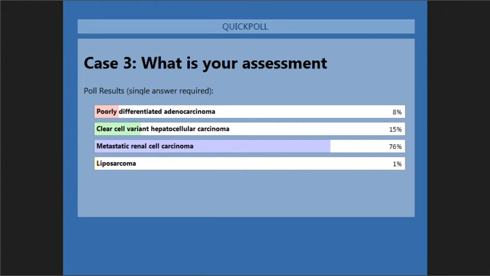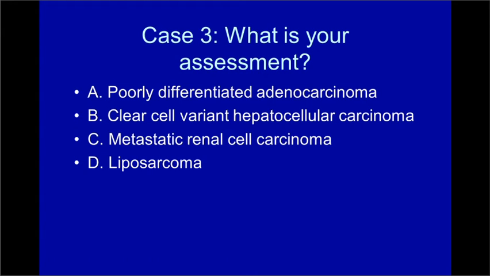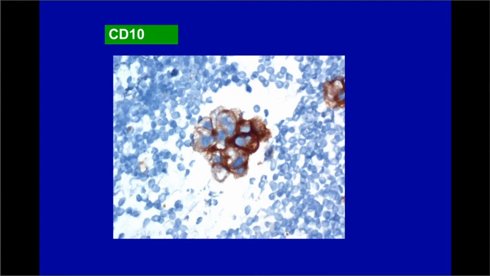Share. Okay, again, the vast majority says metastatic renal cell carcinoma, followed by clear cell variant of hepatocellular carcinoma. Okay, so that's very good that you picked up on that. That's probably a metastatic renal cell carcinoma. Now, what have I showed you?